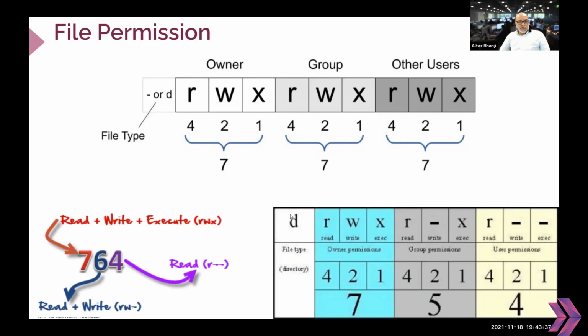Okay, and for those of you who understand the binary system a little bit, or how binary numbers work, this is the 2 to the 0 placeholder, which is 1. This is 2 to the 1 placeholder, which is 2. And this is 2 to the 2 placeholder, which is 4, which is why we have 4, 2, and 1.